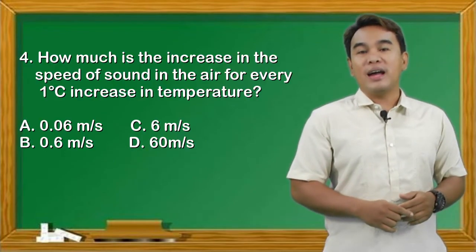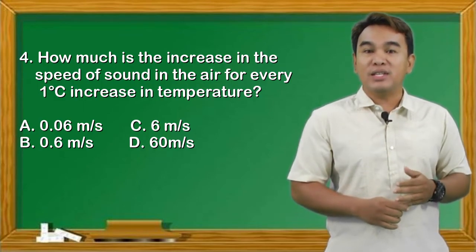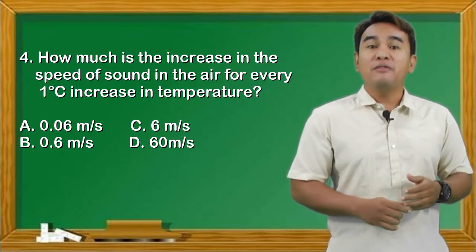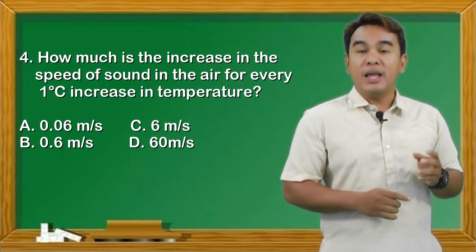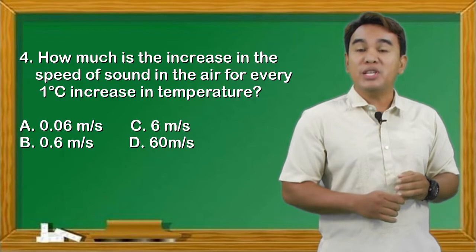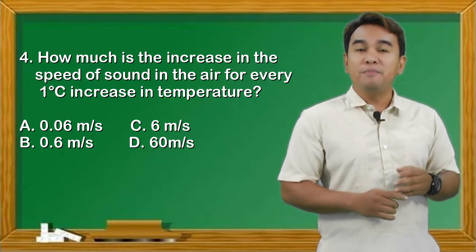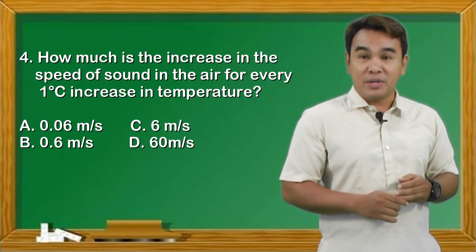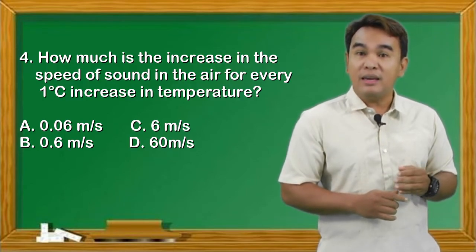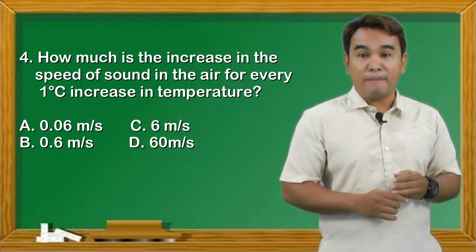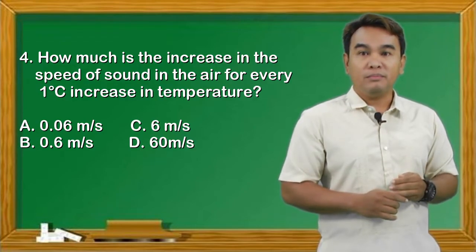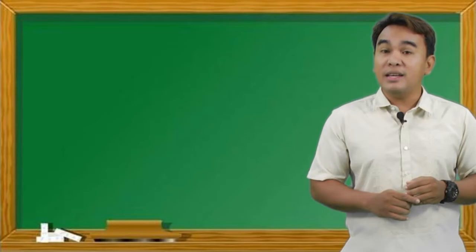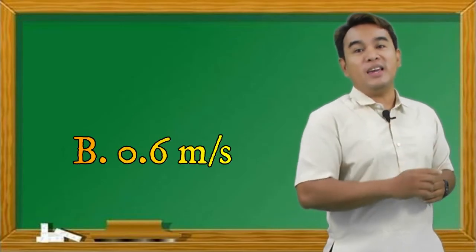For number 4. How much is the increase in the speed of sound in the air for every 1 degree Celsius increase in the temperature? Letter A, 0.06 meter per second. Letter B, 0.6 meter per second. Letter C, 6 meter per second. Letter D, 60 meter per second. The correct answer is letter B.